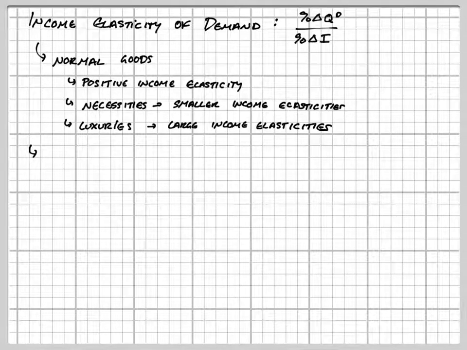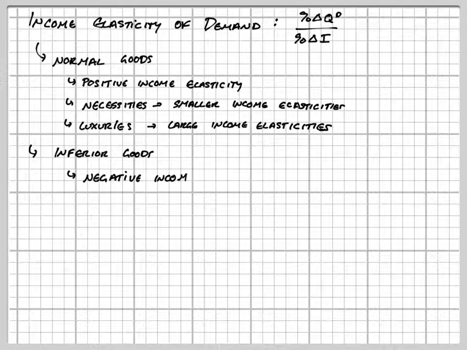If you recall from the previous chapter, goods can be normal, meaning as income rises, people buy more, like clothing, concert tickets, and so on, or they could be inferior, which means as consumers become richer, they buy fewer of these goods. So the goods like ramen noodles, or goods like public transit, or store brands. So in this case, that's going to be a negative income elasticity.